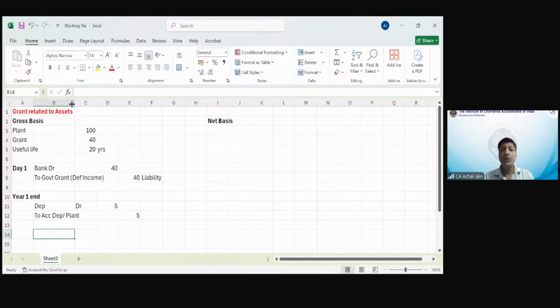So therefore, what is going to be the accounting entry? We can say deferred income with government grant. Okay, so this we will debit.